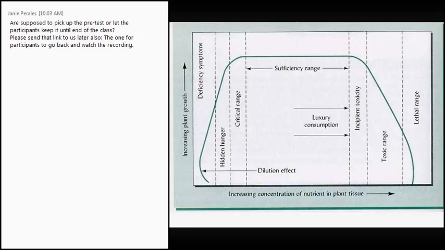And there's a couple of reasons for that. One is the luxury consumption. The second is that most of our potassium sources are very salty. And so if we have a very high recommendation, and I'll go over what those recommendations are later, then we can actually salt out the plants or salt out the seeds, depending on what's actually planted.